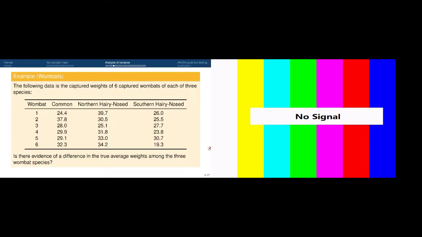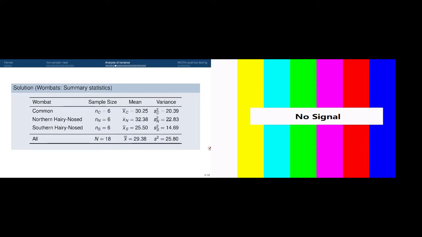So we've got an example to look at, looking at some wombats. We've got three different species of wombats: common, the northern hairy-nosed, and then the southern hairy-nosed. And we want to know, is there evidence of a difference in the true average weights among the three different species? Okay, so is there a difference in the population mean weight of common, northern hairy-nosed and southern hairy-nosed wombats? All right, so some information that we have. We're told the means of each of the groups, the variances for each of the groups, and the sample size in each group was six.